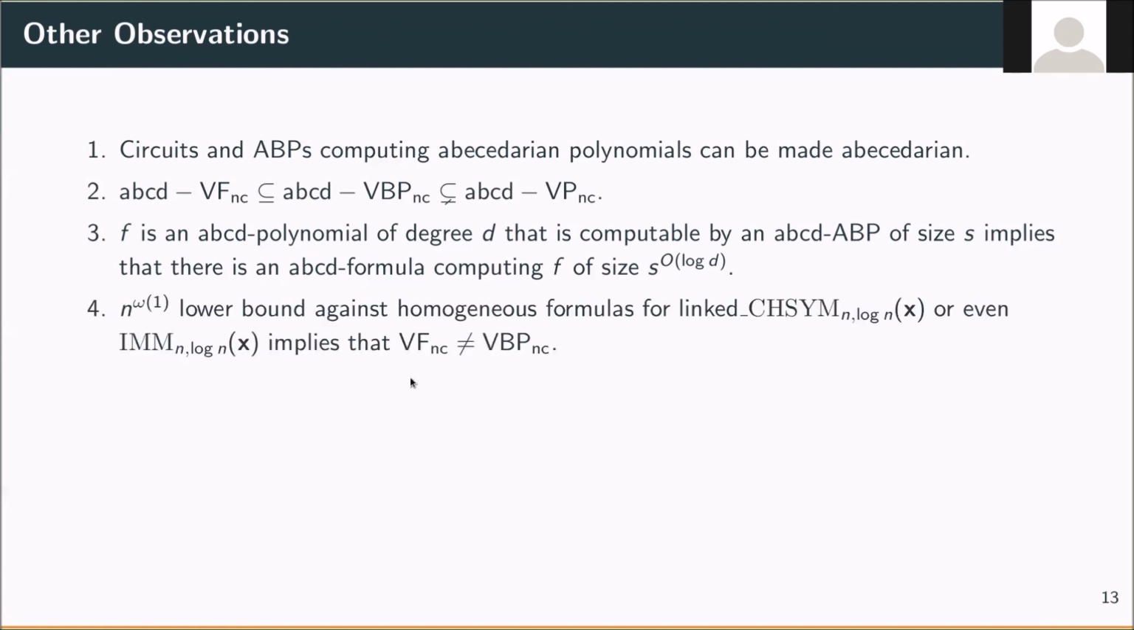And lastly, the fact that homogenization is easy when the degree of the polynomial is low. What this shows is that proving lower bounds against homogeneous formulas for low degree polynomials, like the polynomial that we gave the lower bound for, or even the well-studied iterated matrix multiplication polynomial of low degree, would imply that VF and VP are different in the non-commutative setting.